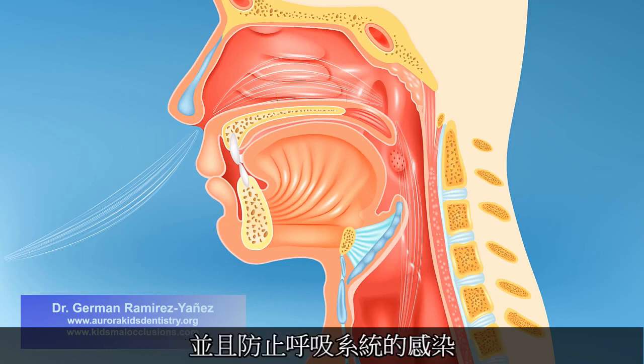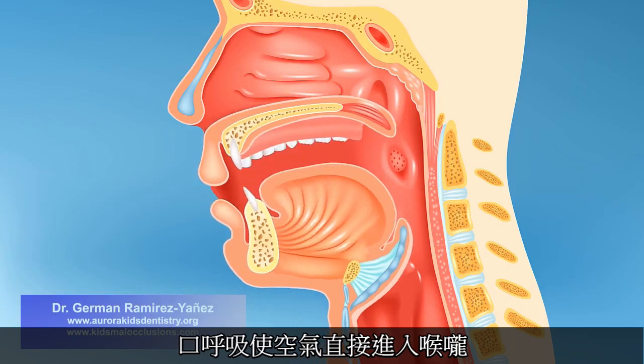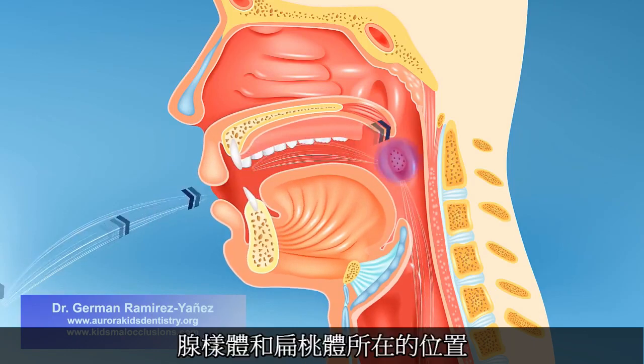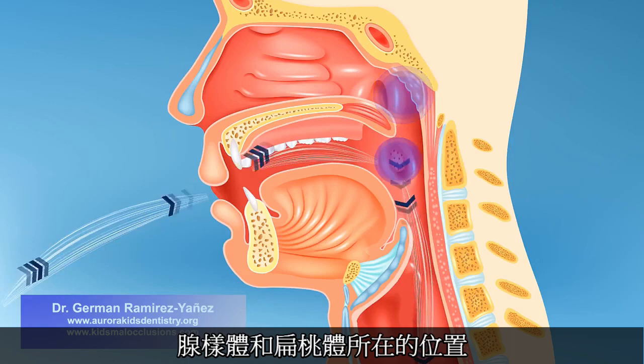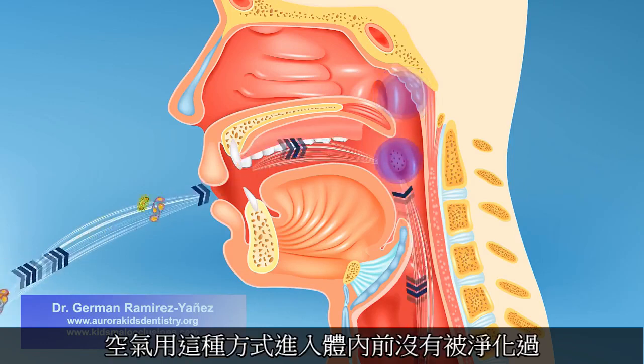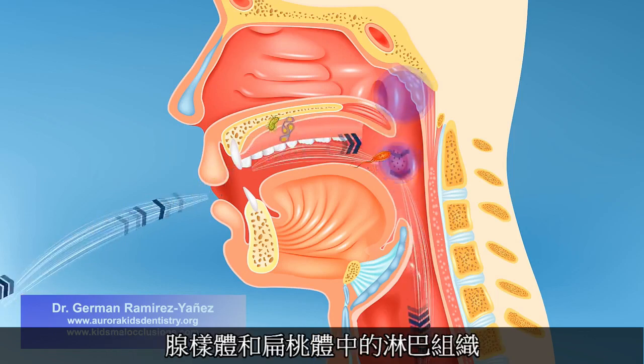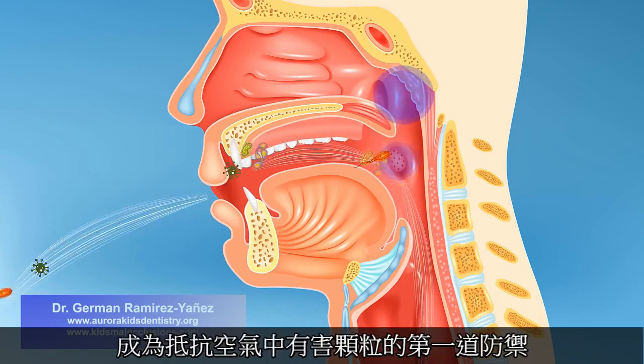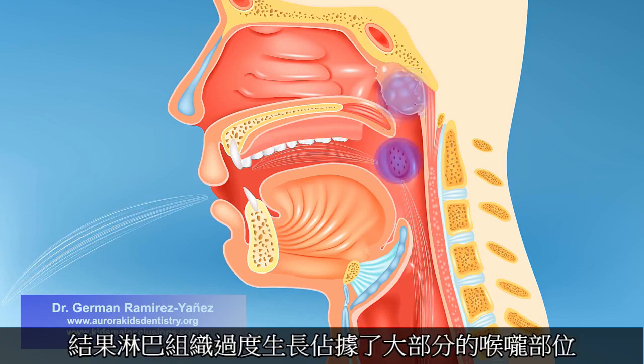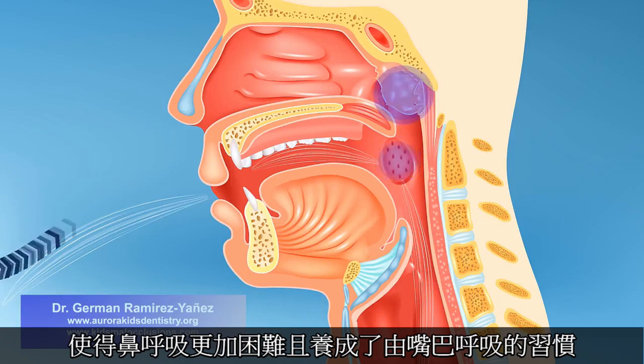your respiratory system. Mouth breathing allows the air to pass directly into your throat, where the adenoids and tonsils are located. In that way, the air entering into your body through your mouth has not previously been purified, and the lymphoid tissue in the adenoids and tonsils become the first defensive barrier against the harmful particles contained in the air. As a consequence, that lymphoid tissue overgrows, occupying a large volume of your throat. That makes it more difficult to breathe through the nose, and you make a habit of breathing through your mouth.